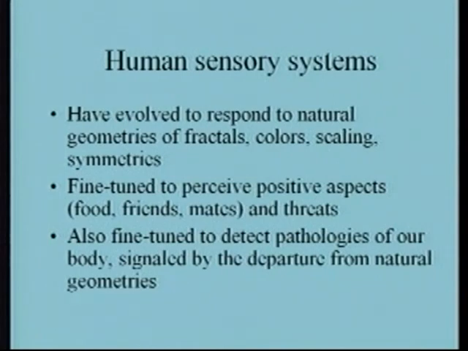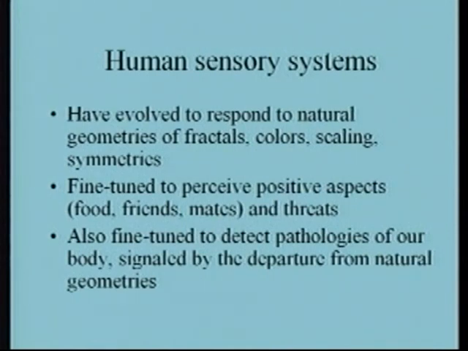Now, let's look at how the human body evolved. The human body evolved to respond to the natural geometries, which we know to be fractal, the certain colors, the certain scaling, the universal scaling, there are symmetries. These are the natural forms. Well, over several million years, humans developed an extremely accurate sensory system. And how was this sensory system developed? Well, by evolutionary processes to help us to deal with the natural environment. So our system is fine-tuned to perceive positive aspects, food, friends, and mates, and also threats. Tiger is about to pounce on you, or other threats.